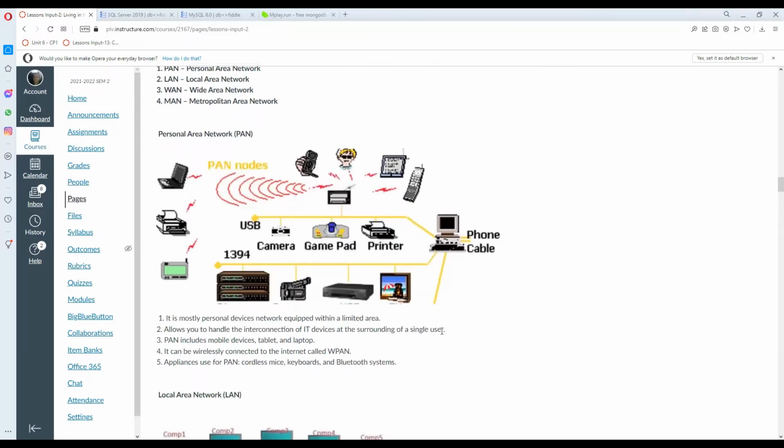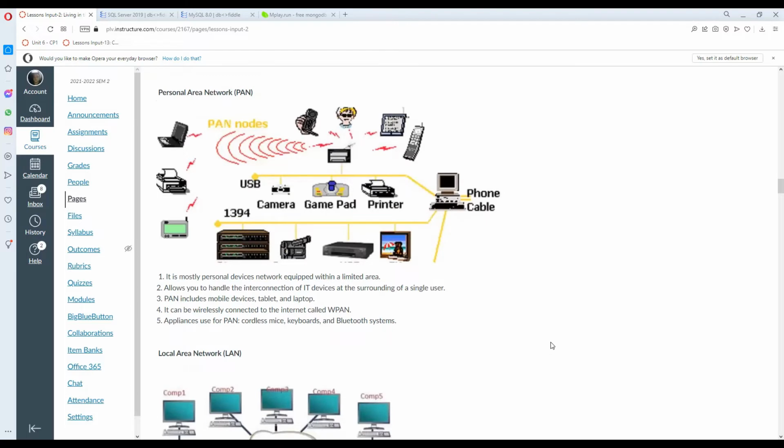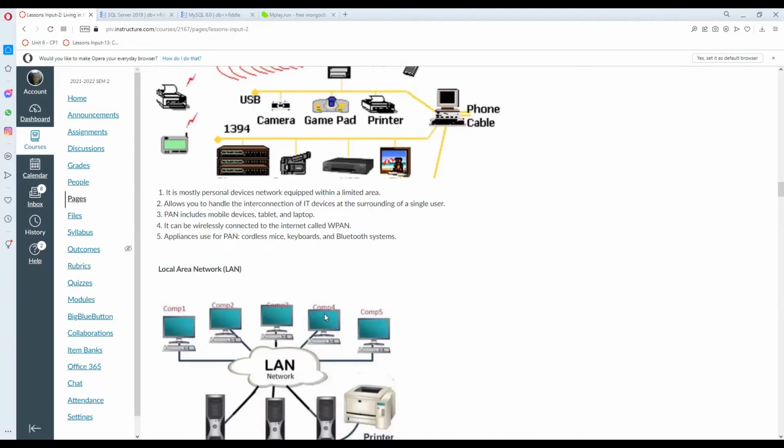For personal area network, seen on the diagram, it is mostly personal devices equipped within a limited area, allowing you to handle interconnections of IT devices at the surrounding of a single user. It includes mobile devices, tablets, and laptops that can be wirelessly connected to the internet, called wireless PAN, personal area networks. Appliances used for PAN include cordless mice, keyboards, and Bluetooth systems.